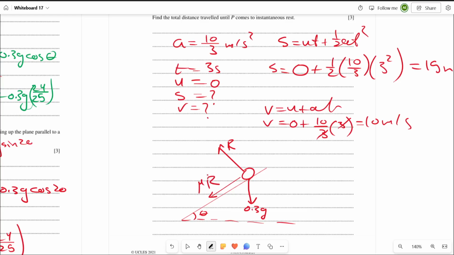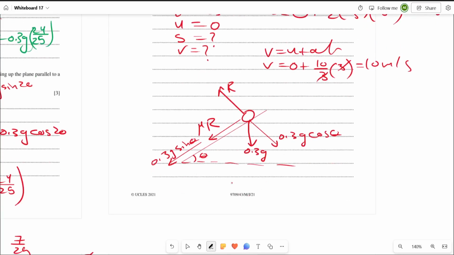Whenever the object is in motion, friction is also going to be maximum. So let's resolve any other force. No, the 4 newtons is gone now. So we're going to have, let's draw it properly, 0.3 g cosine theta and 0.3 g sine theta. Now, again, sigma Fy, R is going to equal 0.3 g times 24 over 25.